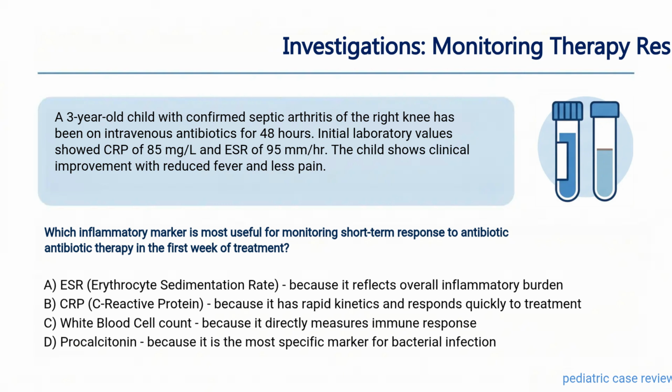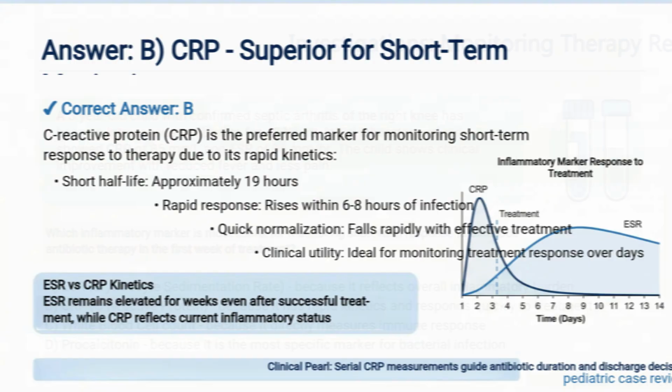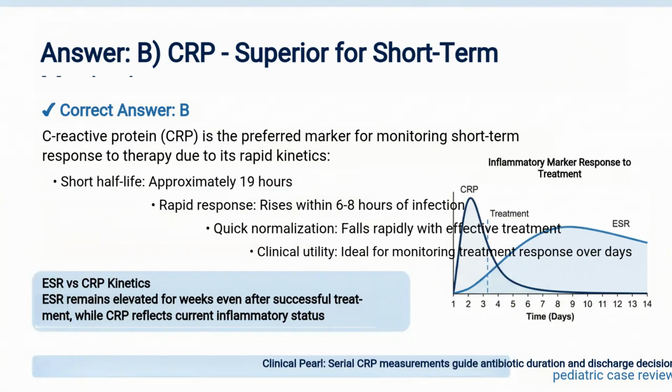Option A, erythrocyte sedimentation rate, because it reflects overall inflammatory burden. Option B, C-reactive protein, because it has rapid kinetics and responds quickly to treatment. Option C, white blood cell count, because it directly measures immune response. Option D, procalcitonin, because it is the most specific marker for bacterial infection. The correct answer is option B, C-reactive protein, which is superior for short-term monitoring.